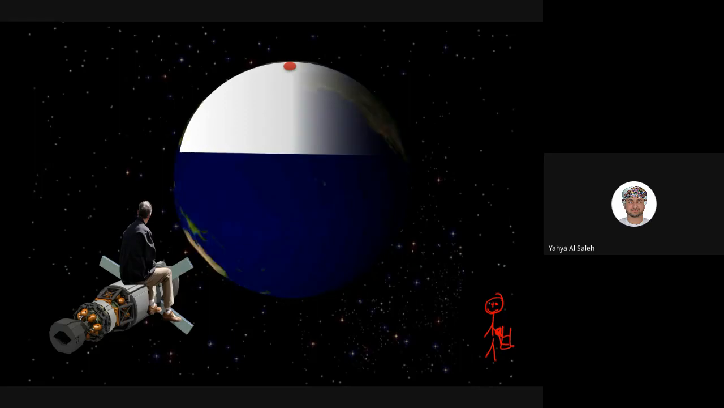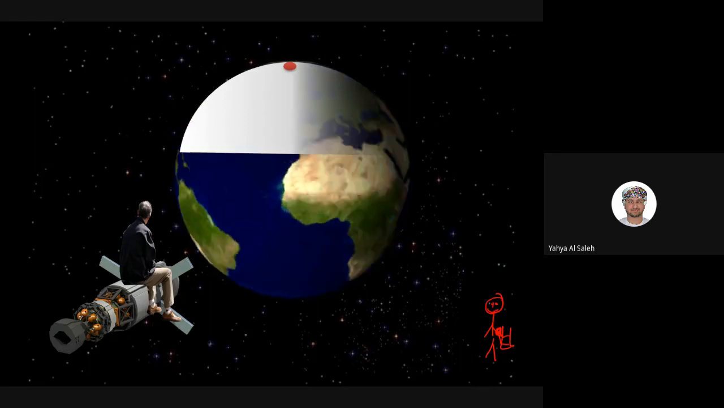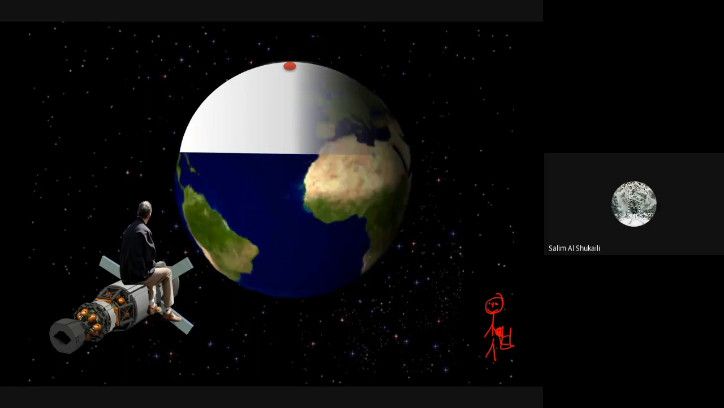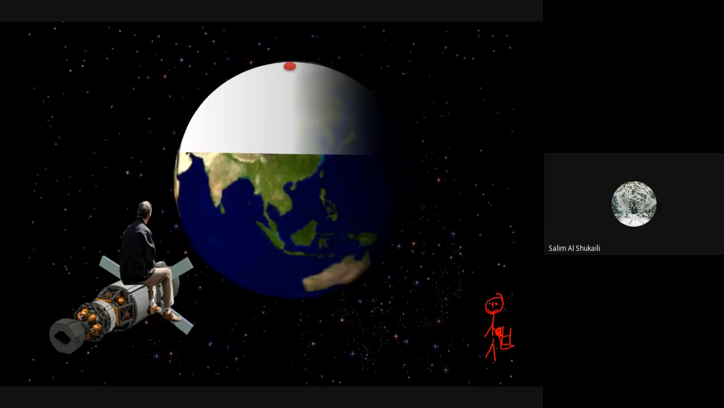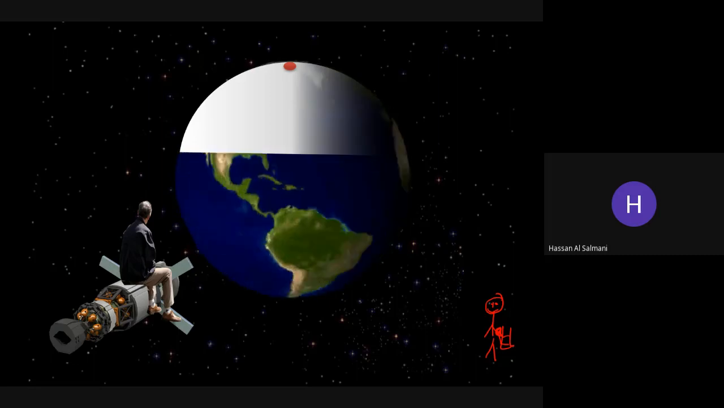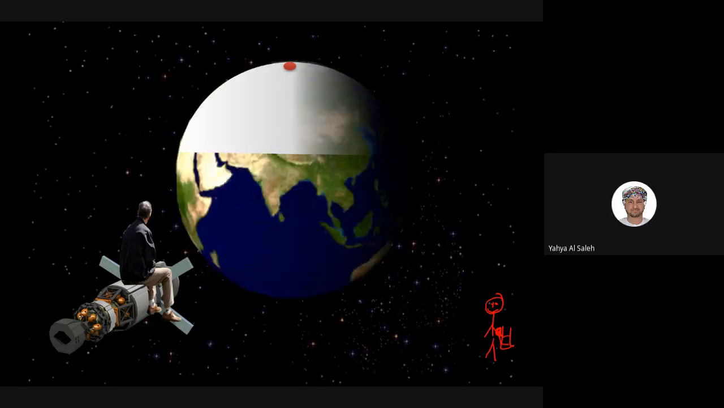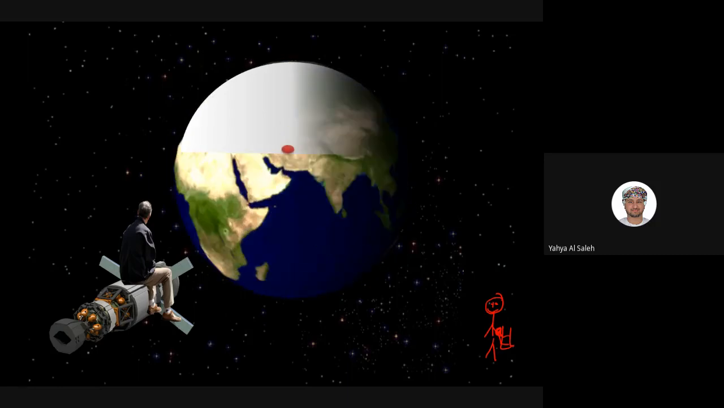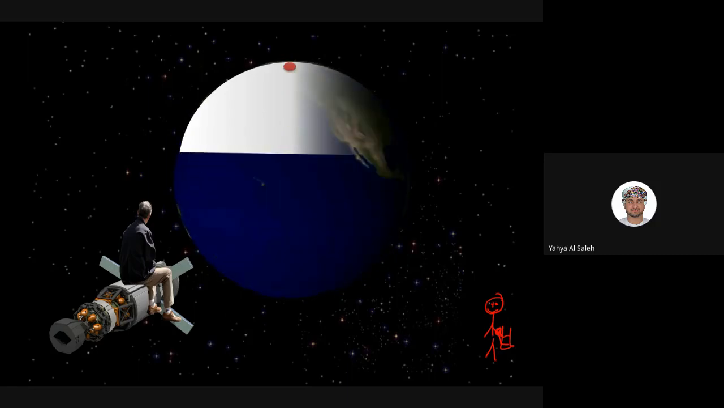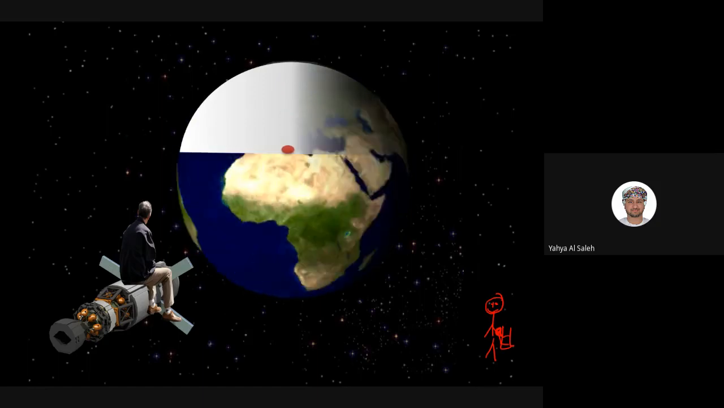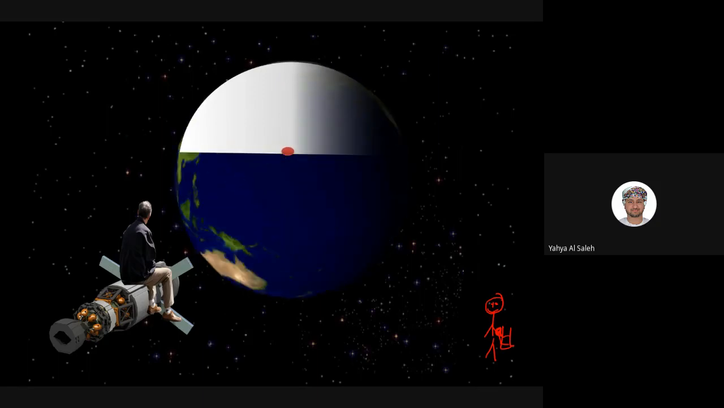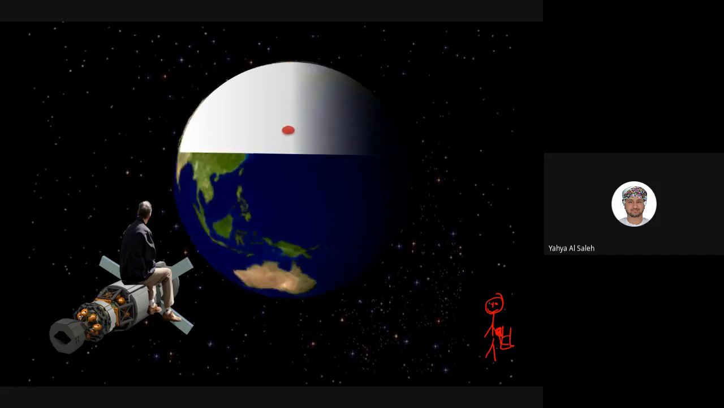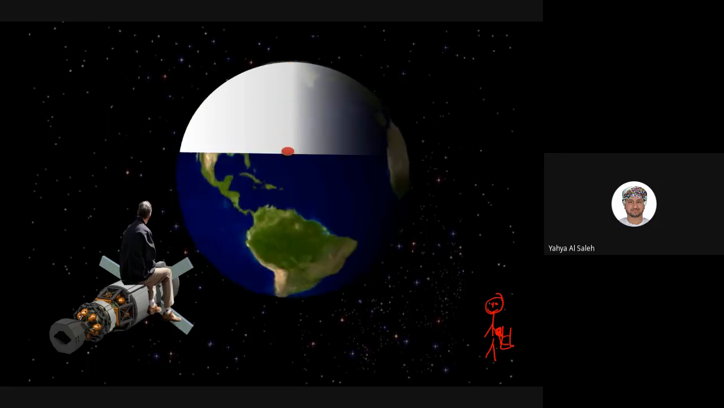I release the disc from the top of Earth. What's going to happen to it? Can anyone tell me? Will keep flying. So keep flying around Earth. Okay. This is what I'm going to see. I am going to see it go from the top to the bottom in a straight line. Gravity pulls it downwards, right?